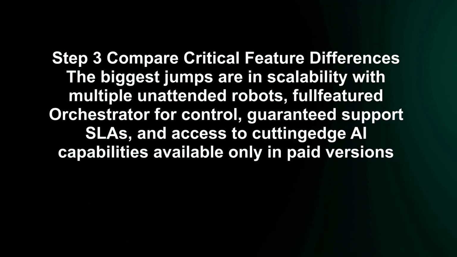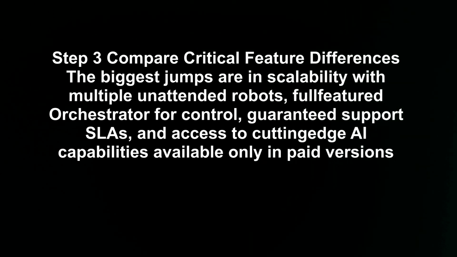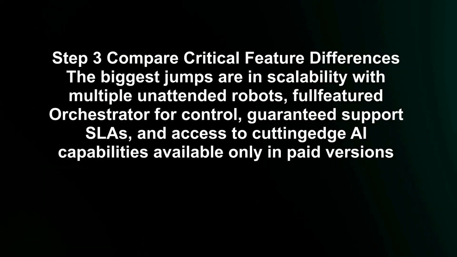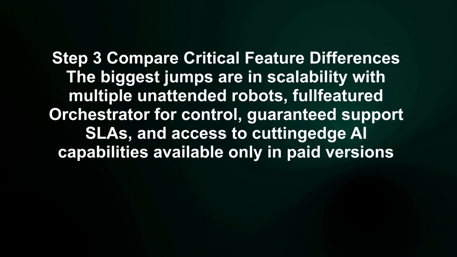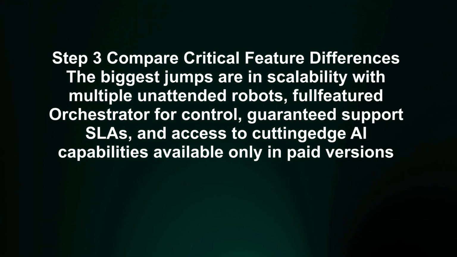Step 3. Compare critical feature differences. The biggest jumps are in scalability with multiple unattended robots, full-featured Orchestrator for control, guaranteed support SLAs, and access to cutting-edge AI capabilities available only in paid versions.